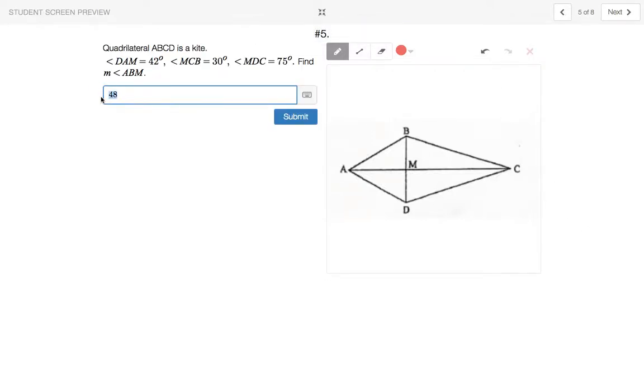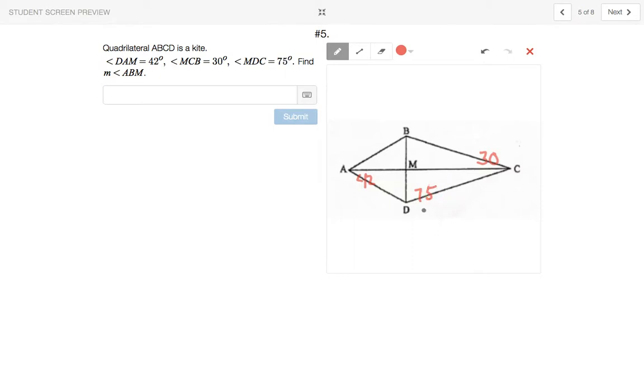So we're going to go ahead and redo these last four for you guys so you can see how they're done. Angle DAM is 42 degrees, so I'm going to write that in there, 42 degrees. Angle MCB is 30 degrees, MCB is 30. And angle MDC is 75 degrees.